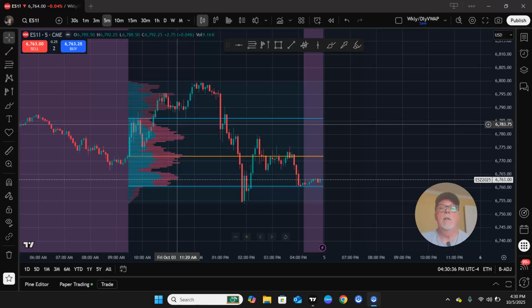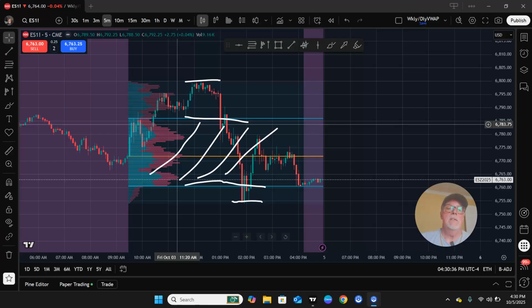Let me illustrate this for you. We went as high as this point and as low as this point. But now 68% of our data, or most of the volume of this day that was traded, was within here and here. So this is our one standard deviation, or our 68% of our data.